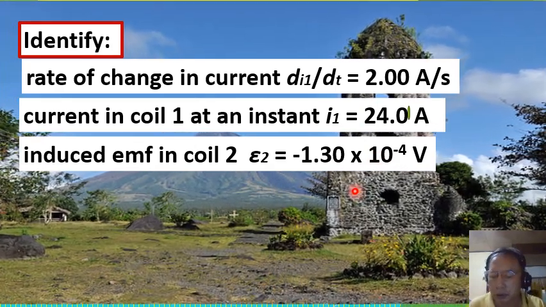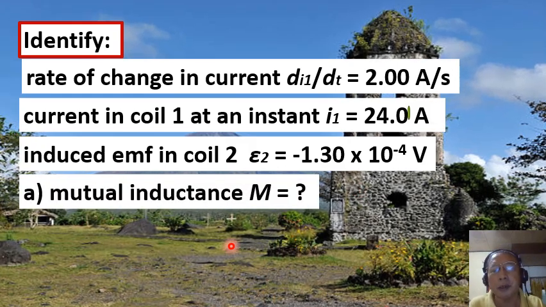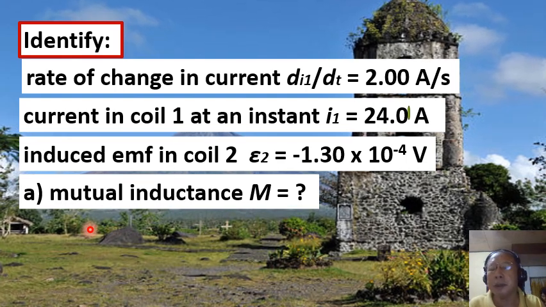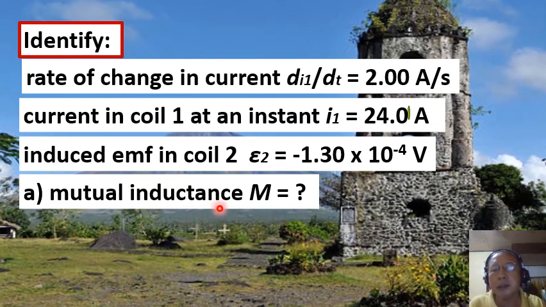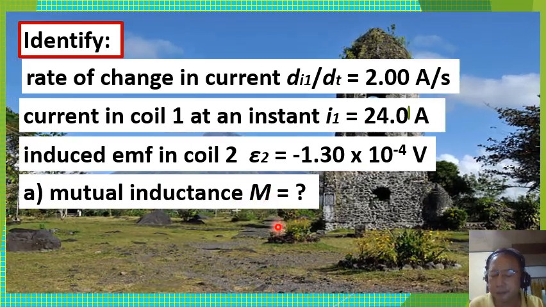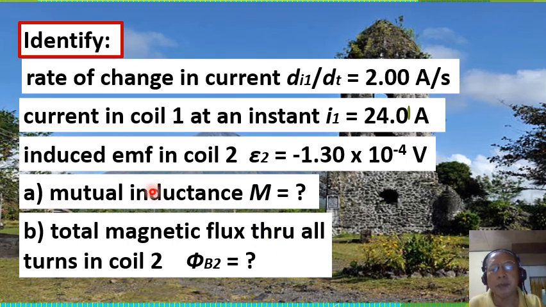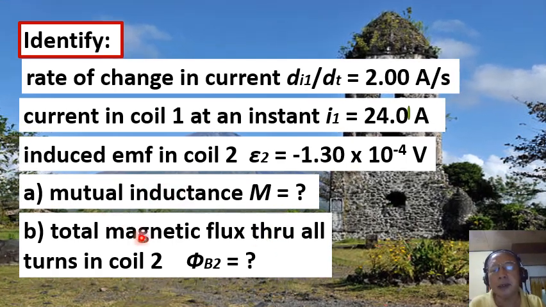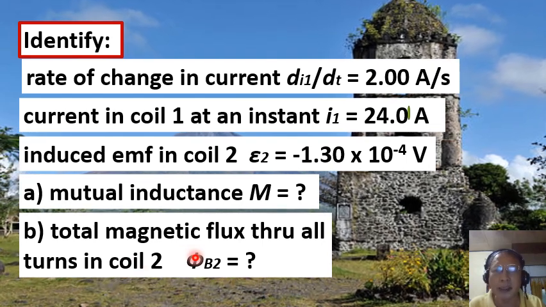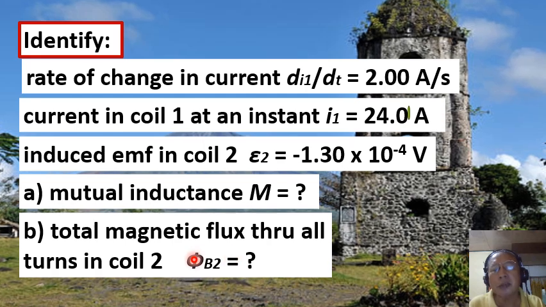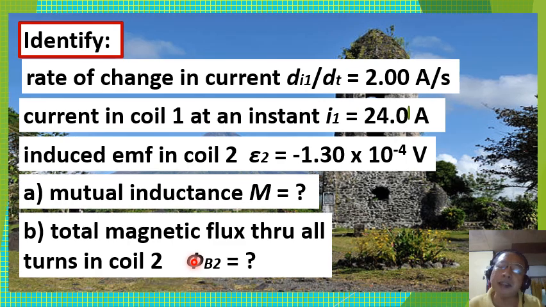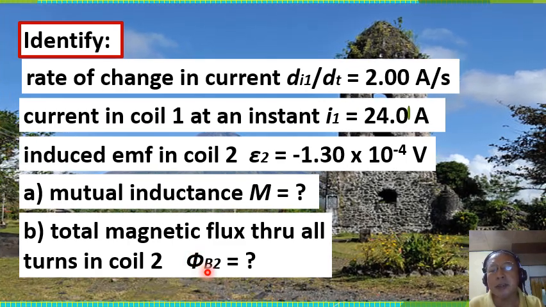And the target variables are, for letter A, the mutual inductance represented by capital M. When you say mutual, this is the inductance for the two coils already. In part B, the other target variable is the total magnetic flux through all the turns or windings in coil number 2 as a result of the changing current in coil number 1. We denote that here by the Greek letter phi sub B2.